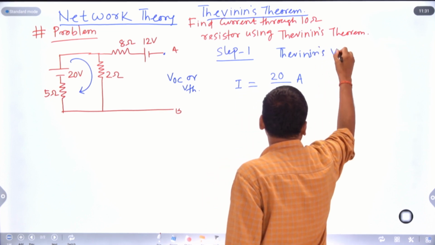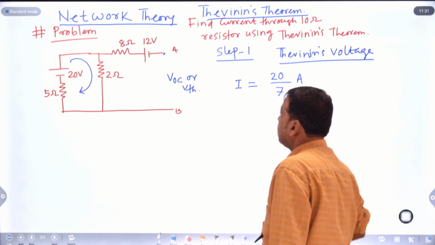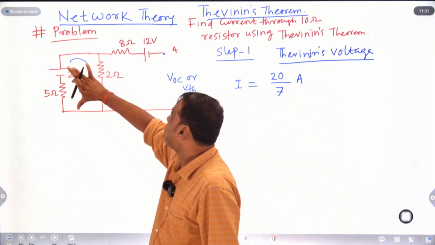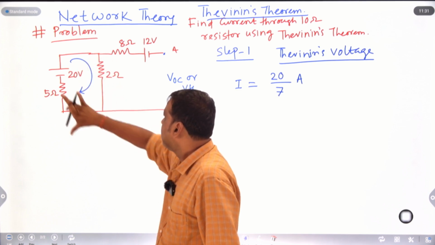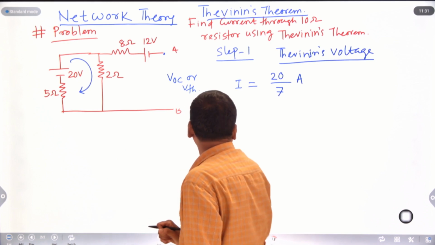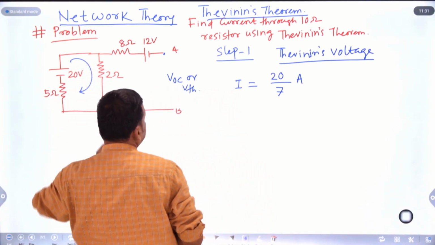Here we are going to calculate Thevenin's voltage. So the I value is like this. Simply in this circuit, this closed loop, we can find out the current. That is 20 divided by 5 plus 2, that is 20 by 7 ampere. And this voltage is how much? That is the current into this resistor.